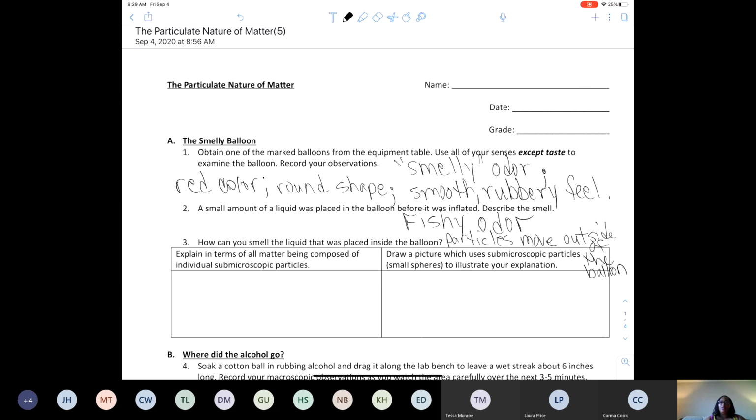And Tessa, you were speaking correctly? Yes, ma'am. Okay, I want to make sure that it was you. I thought I saw your name flash. And so, yes, Tessa is correct. The particles of that liquid have moved from inside of the balloon to outside of the balloon, and that's how I was able to smell the liquid.